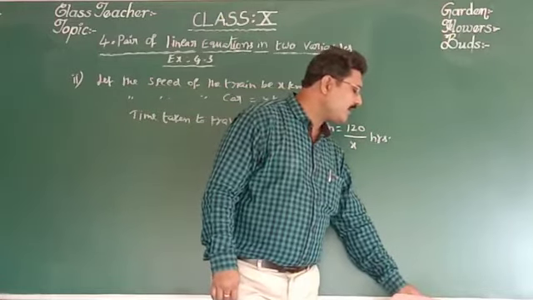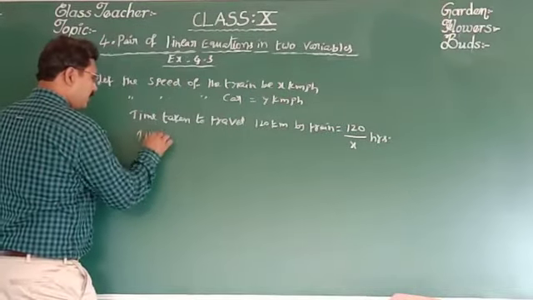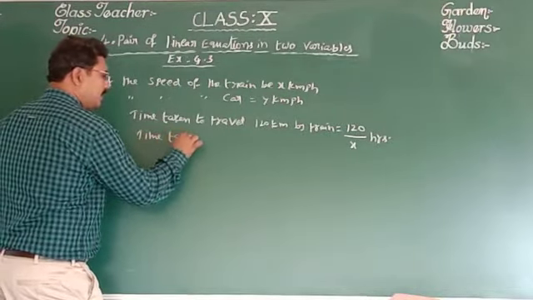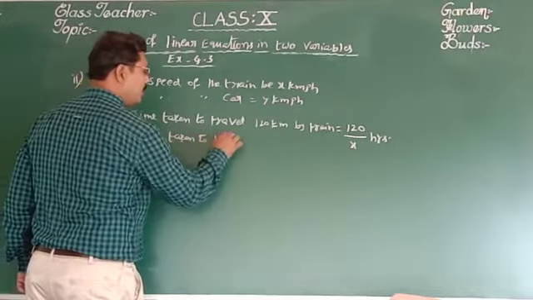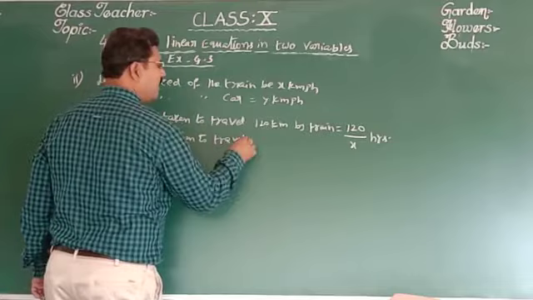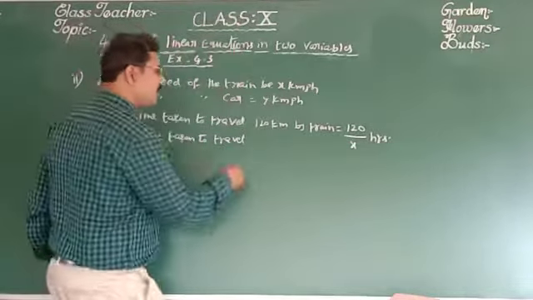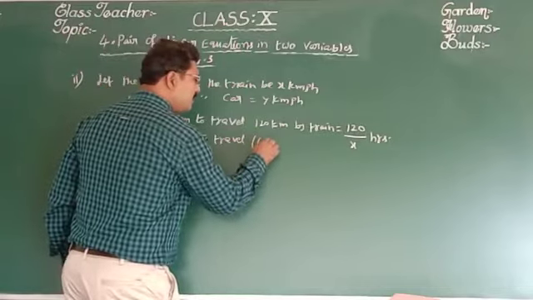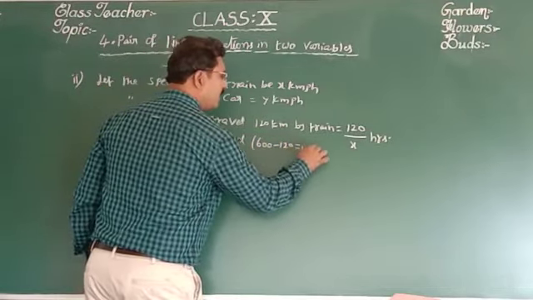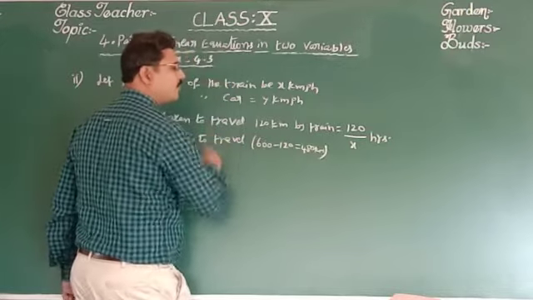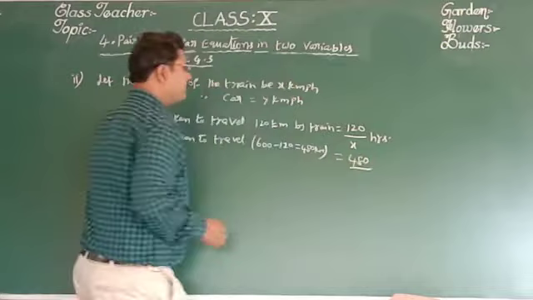Time taken to travel by car. Car means the remaining distance after Rahim's 600 kilometers. By car means 600 minus 120. What is 600 minus 120? 480 kilometers. So by car, the distance is 480 kilometers.